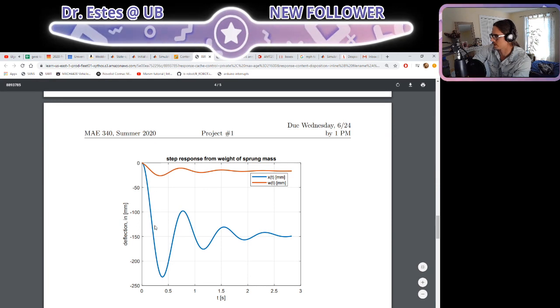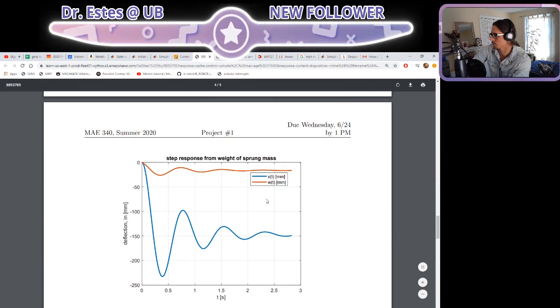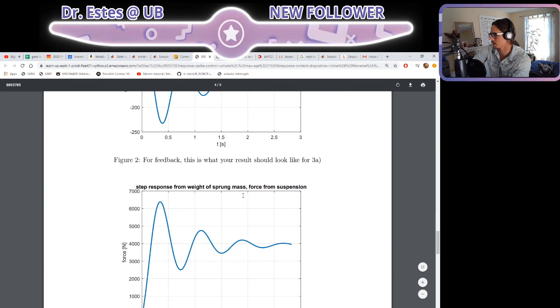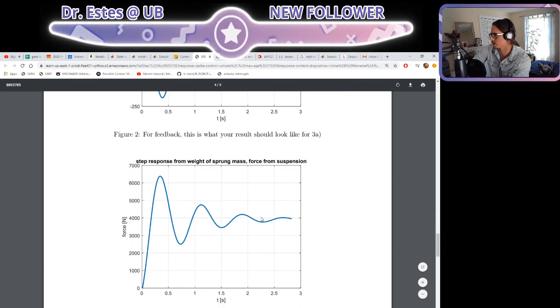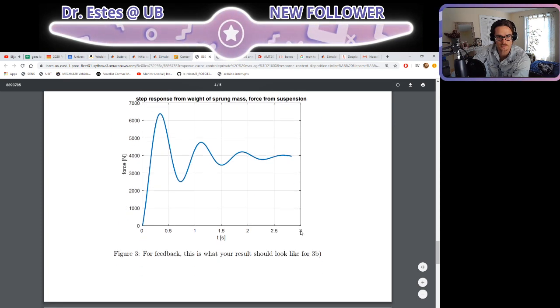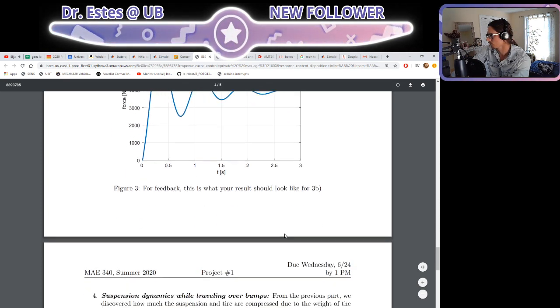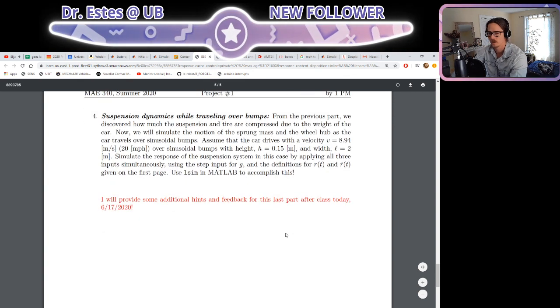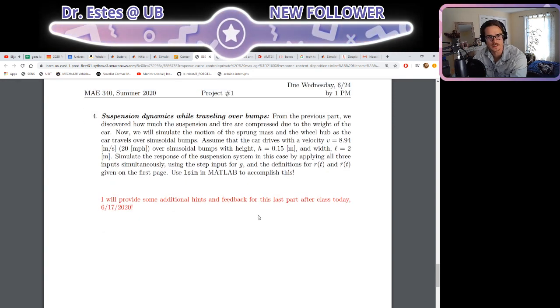So it's cool. You get to see the suspension drop in, sink in a little bit here. You see this oscillation, and you see the force go to a specific value. I should add a question about this because it makes cool physical sense, the value that this goes to. Okay, here's the last part, and I still need to fill in some details on this.